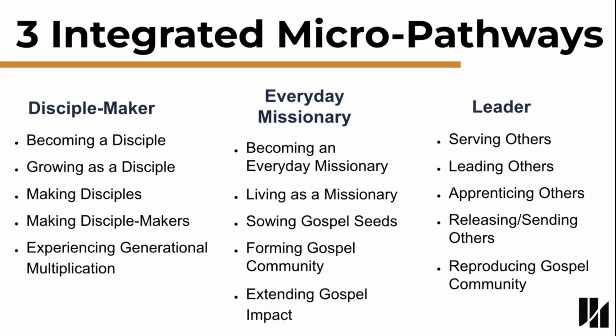If we take all three of these pathways, I'm just putting all the basic pathways onto one page: three integrated micro pathways, the disciple maker pathway, the everyday missionary, the leader. These, again, are not legalistic lists. They aren't directly out of the Bible. These are simply the starting points we're giving in this multipliers pathway for people to be thinking.